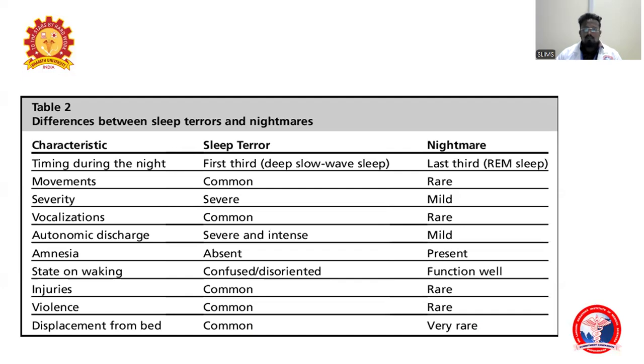Amnesia is present in sleep terror and absent in nightmare. State on awakening: confused and disoriented in sleep terror, while in nightmare the person functions well. Injuries are common in night terror, rare in nightmare. Violence is common in sleep terror and rare in nightmare. Displacement from bed is common in sleep terror and very rare in nightmare.